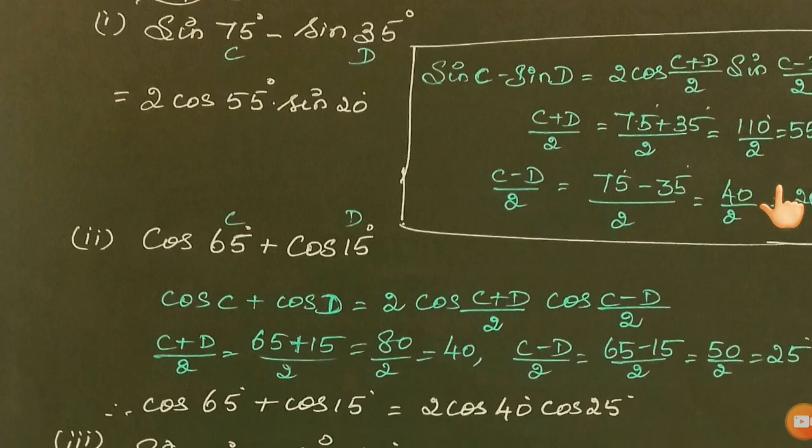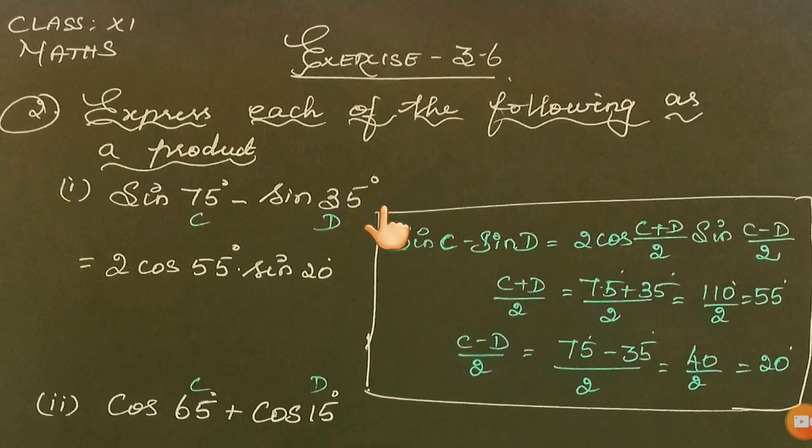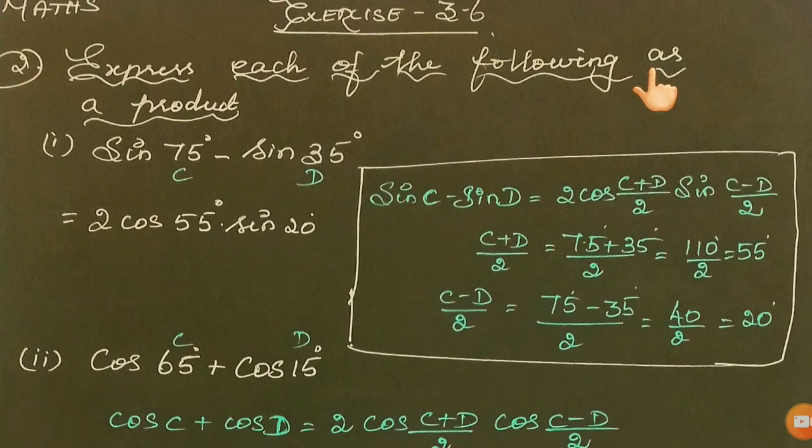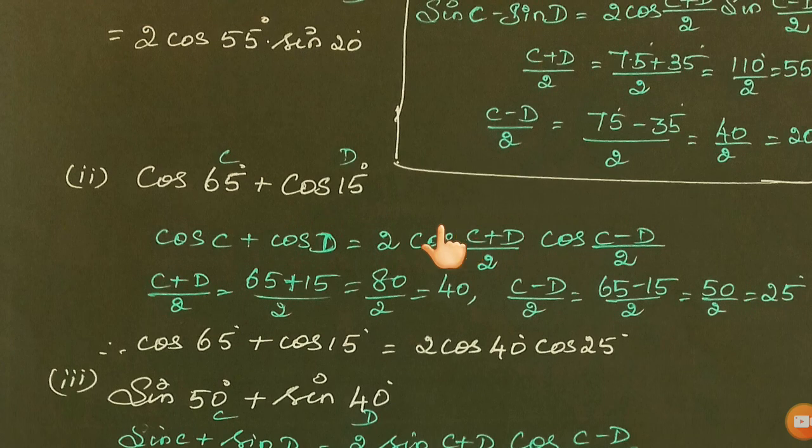Okay children. Next, second subdivision: cos 65 degree plus cos 15 degree. Look at what the question asks us to do: express each of the following as a product. This is in the form of a sum. Is it in product form or not? We have to change this into a product. So the matching identity is cos c plus cos d, which is equal to 2 cos c plus d by 2 cos c minus d by 2. Let us see what c plus d by 2 and c minus d by 2 are.